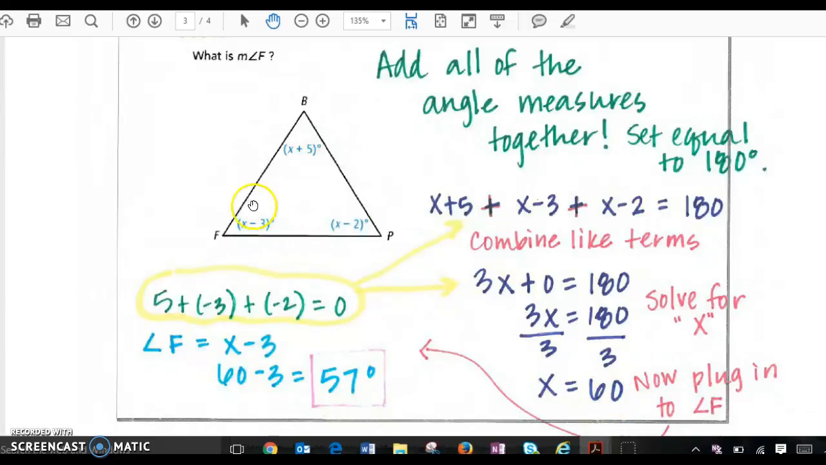Well, if you'll remember, angle F is represented by x minus 3. So now you have to plug in 60 for x into the expression x minus 3. 60 minus 3 is 57 degrees. So the measure of angle F is 57 degrees.